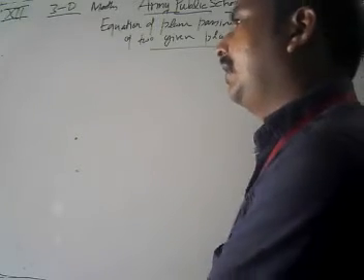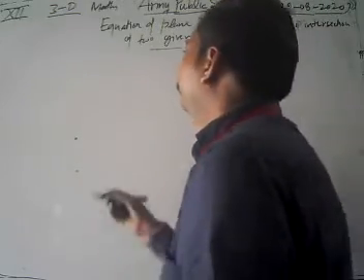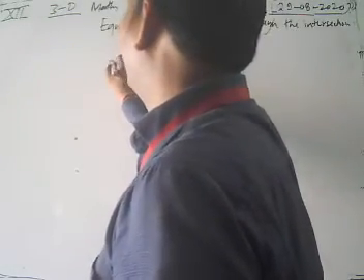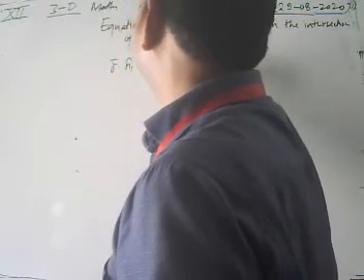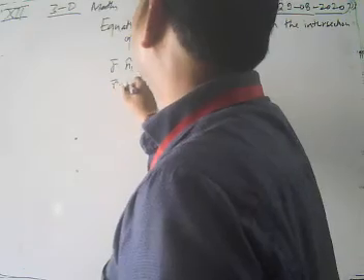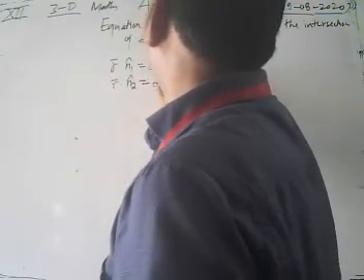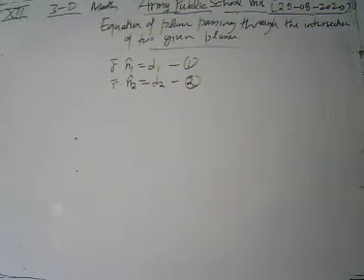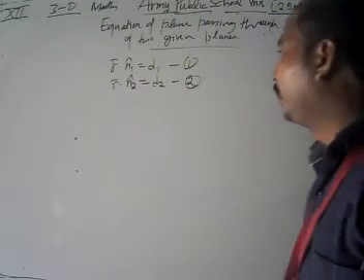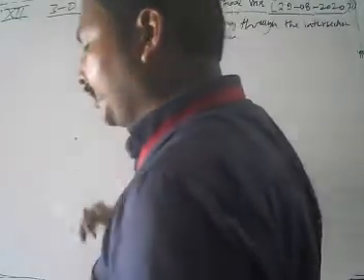First, we are going to discuss the vector form. Suppose in vector form we have two planes given by r dot n1 cap equal to d1, and r dot n2 cap equal to d2. We have two equations of planes.